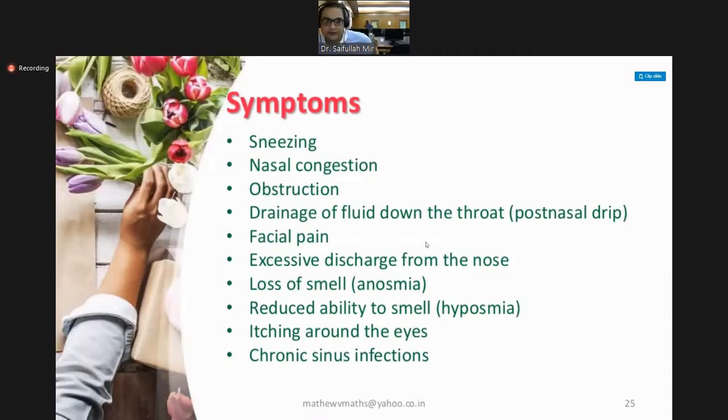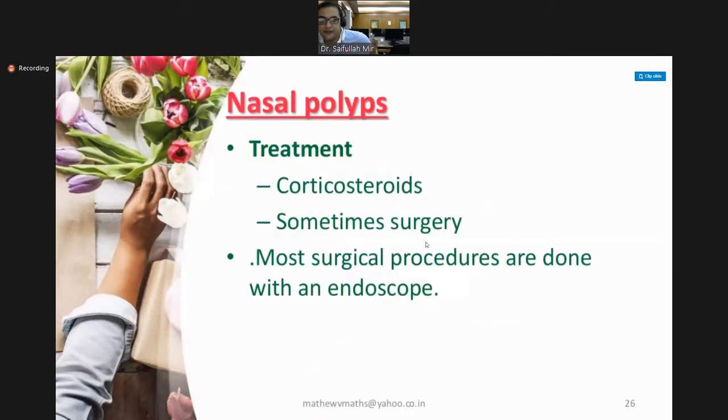What I tend to do is write congestion, rhinorrhea, itching, smell, sneezing, snoring, postnasal dripping, pain, epistaxis, and deformity. Treatment: steroids, surgery. Surgery should be done early, and it should be done in hospital because it tends to improve the outcomes.